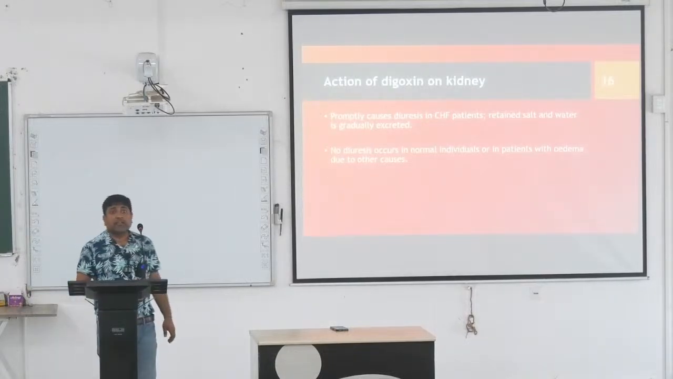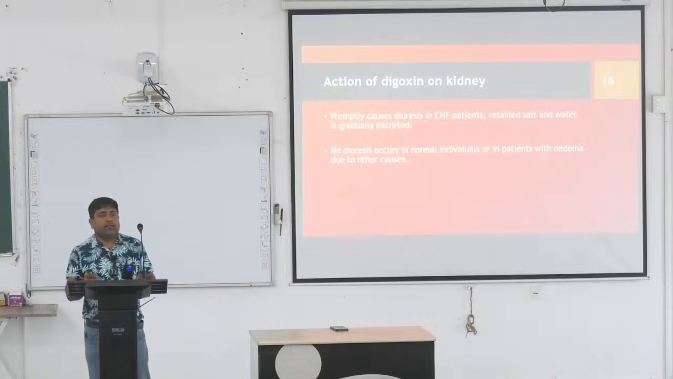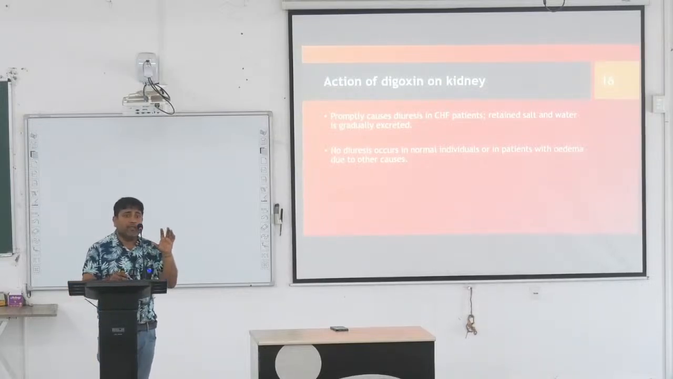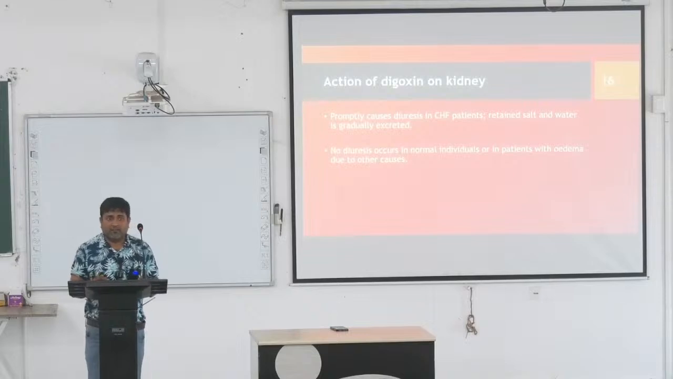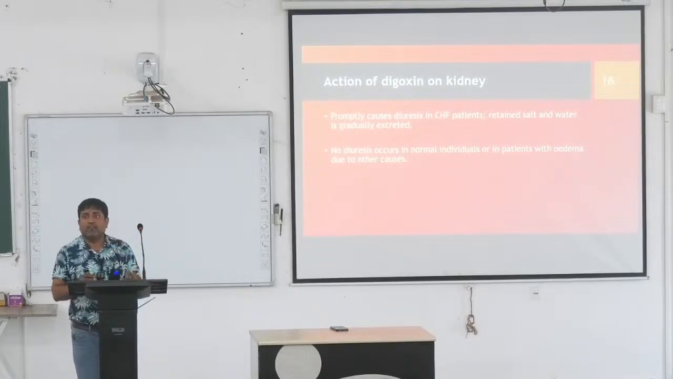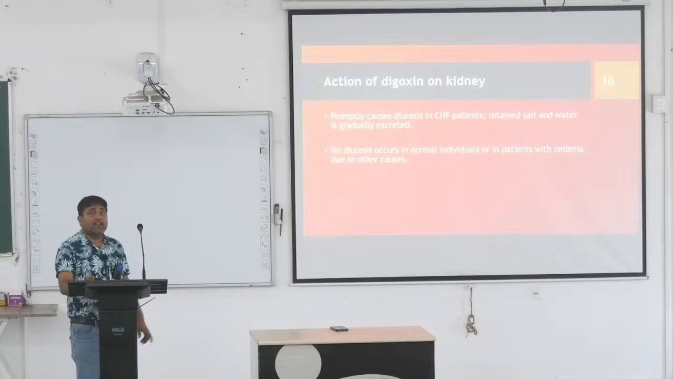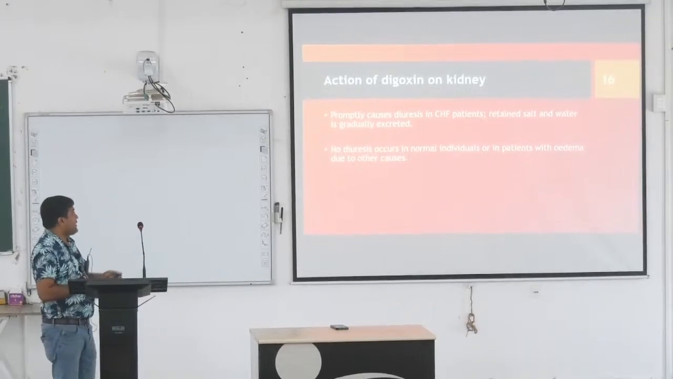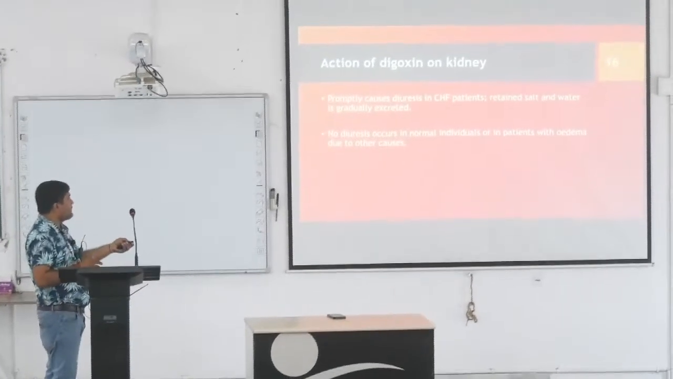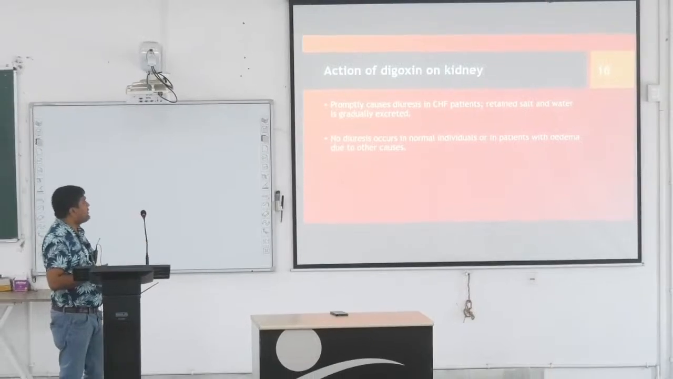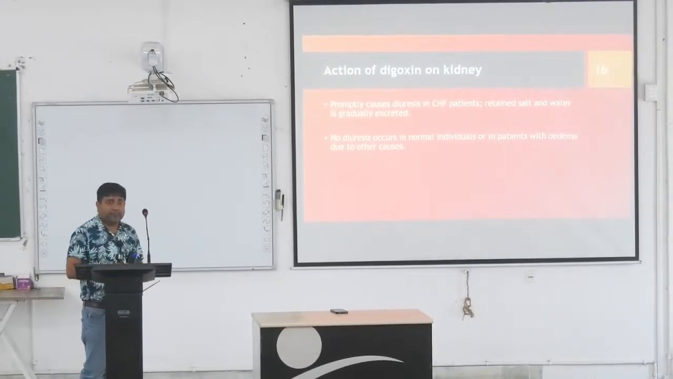Action of digoxin on the kidney. It has no direct effect on the kidney, but due to increase in the myocardial contractility, the peripheral perfusion is increasing, so the renal blood flow is increasing, and that is causing diuresis. The retained salt and water is gradually excreted.